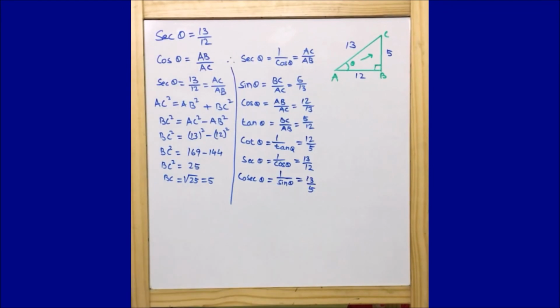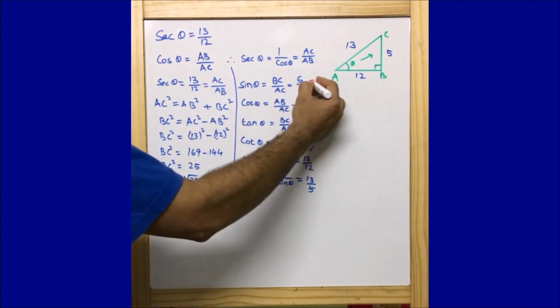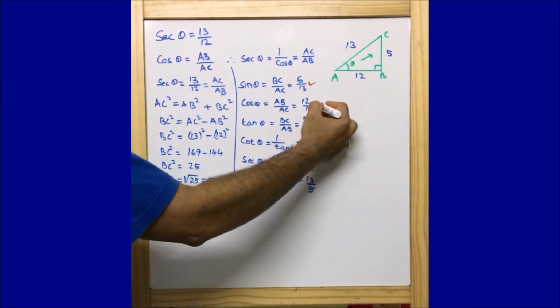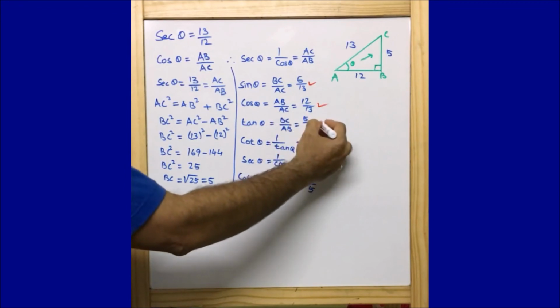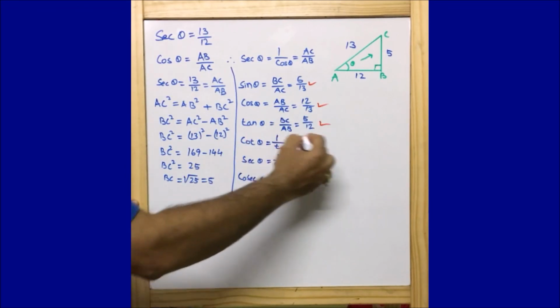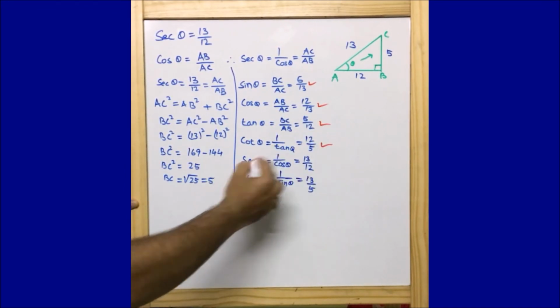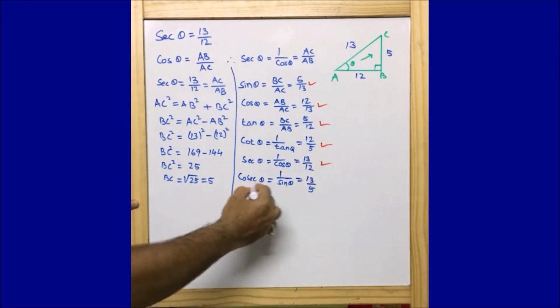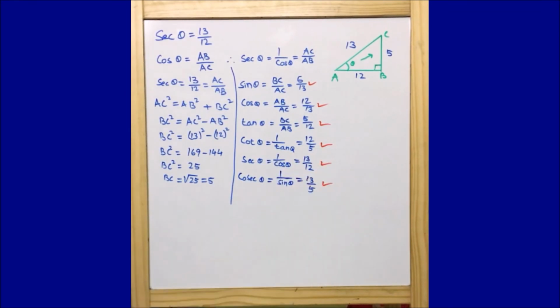So you could see that we are able to extract these figures. Sin theta is 5 by 13, cos theta is 12 by 13, tan theta is 5 by 12, cot theta is 12 by 5, sec theta is 13 by 12, and cosec theta is 13 by 5. That's all. You could see this calculation is super easy. With the help of a little trick and calculations, we can simply find out the trigonometric functions.